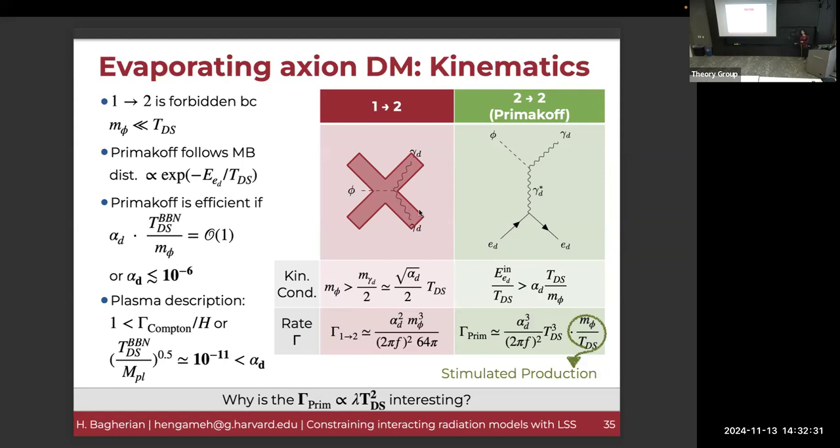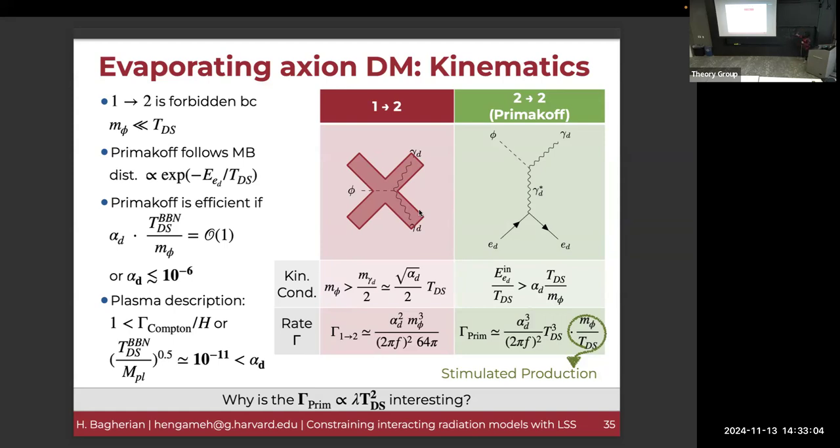Yes, but my claim, before even talking about the suppression, is that the naive rate before taking into account this factor should be suppressed by m squared divided by T squared, because the matrix element itself is suppressed by this derivative on the axion. You're talking about oscillating axions, which should provide m squared. It's not that, because it's coming from this exponential. It's not coming from the matrix element as you're thinking. And this exponential, you know where that comes from?